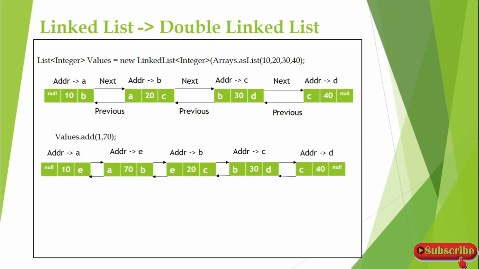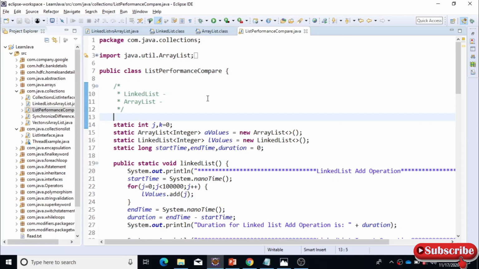Okay, and now we'll see a quick example showing the performance of the add operation, remove operation, and get operation that are available in both linked list and array list. We have seen the difference between the linked list and array list, and we have seen that linked list is better for add, insert, and also for remove. For all these kinds of things, linked list is better, and it gives good performance.